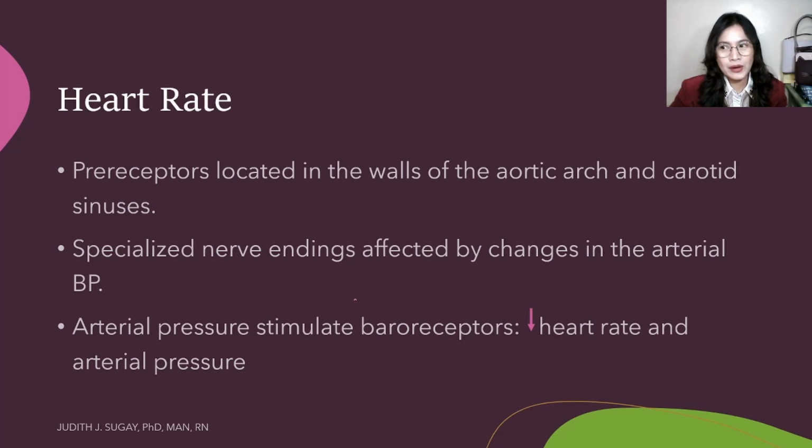The receptors are located in the walls of the aortic arch and carotid sinuses. These are specialized nerve endings affected by changes in arterial blood pressure. Increased arterial pressure stimulates the baroreceptors, which decreases the heart rate and arterial pressure.